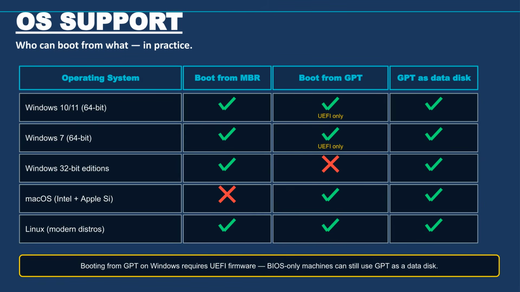In terms of operating system support, 64-bit Windows, macOS, and modern Linux can all boot from both MBR and GPT, provided they have the correct firmware. However, 32-bit Windows cannot boot from GPT, only MBR, though it can use GPT as a data disk. GPT booting requires UEFI firmware.